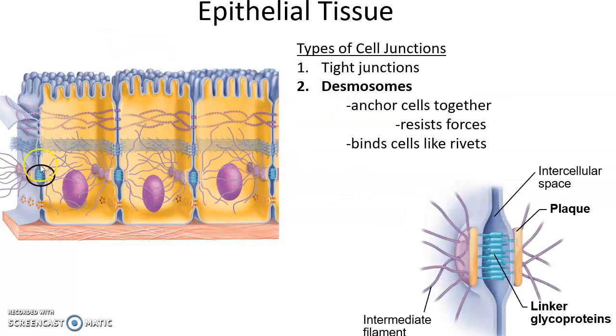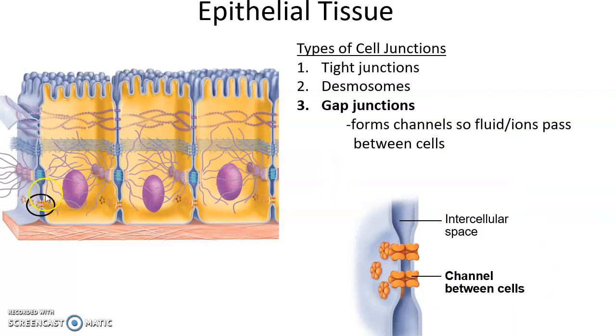We have desmosomes. Desmosomes are protein structures that anchor the cells together, very good at resisting forces, sort of holds the cells together, kind of like rivets. So it's able to resist forces and allow the cells to stay together. So, for instance, very important in the heart, where we want the tissue to stay together, not get broken apart by the beating of the heart.